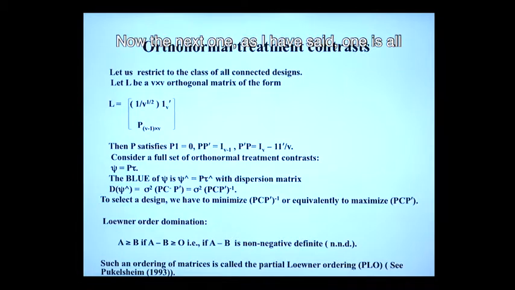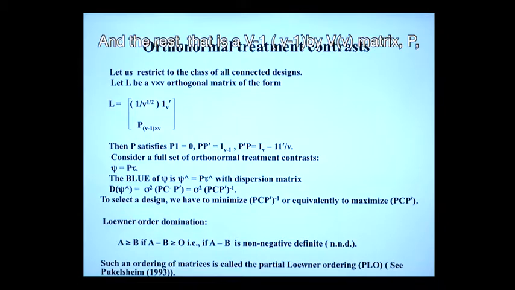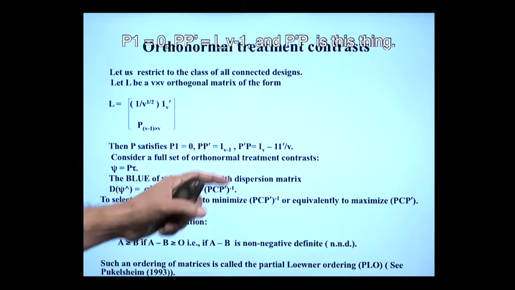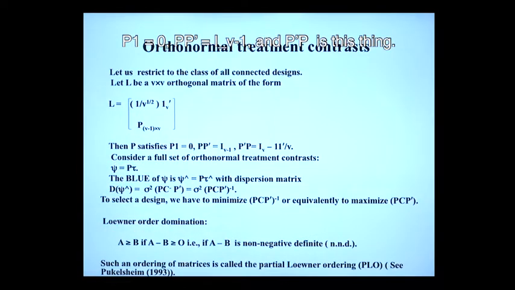Now, next one, as I have said, the one is all elementary treatment contrasts and the other one is we can consider orthonormal treatment contrasts. Let us consider an orthogonal matrix L, whose first row is a multiple of all 1s, and the rest is a V minus 1 by V matrix P. This satisfies these conditions: P 1 is null, P P prime is I V minus 1, and P prime P is this thing.